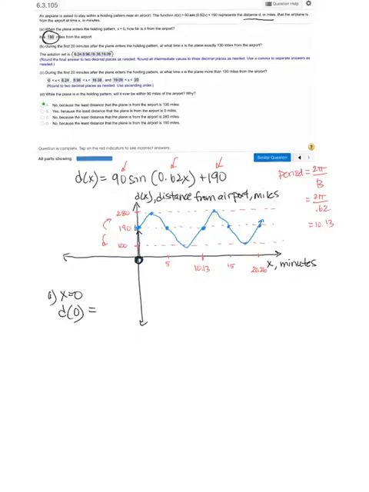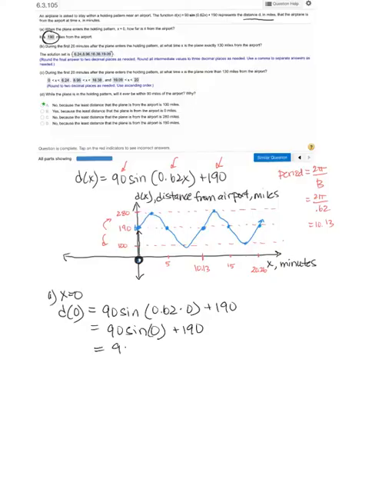And that would have been equal to, let me just erase part of this. D of 0 would be 90 times the sine of 0.62 times 0 plus 190. And so 90 times the sine of 0 plus 190. Now, what is the sine of 0?